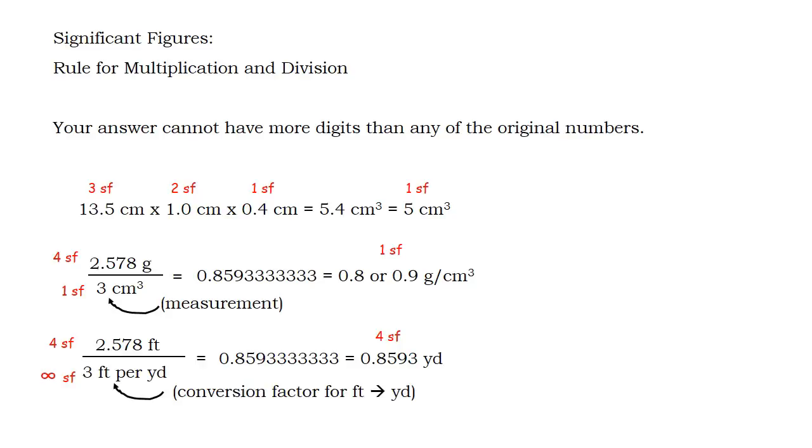Finally, we have the same calculation shown here at the bottom, but it's a little different because instead of a measurement of 3 cubic centimeters, we have a conversion factor, which is 3 feet in 1 yard. That is an exact measurement. There are exactly 3 feet in 1 yard, which means that conversion factor, that number 3, has an infinite number of significant figures, so it will not limit your answer. The number on top has 4 sig figs, so your answer should have 4 sig figs, which means 0.8593 yards is your answer.